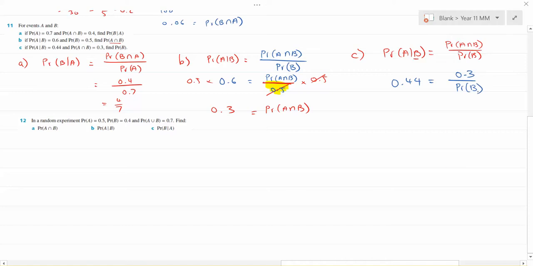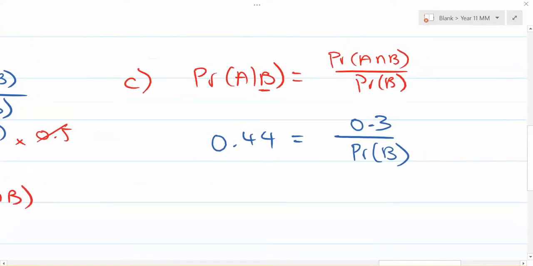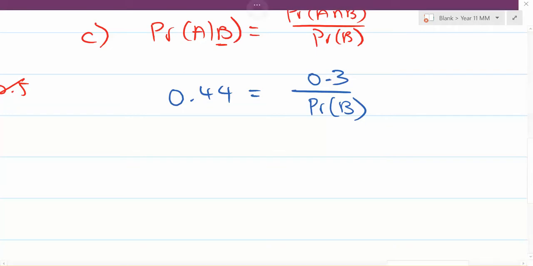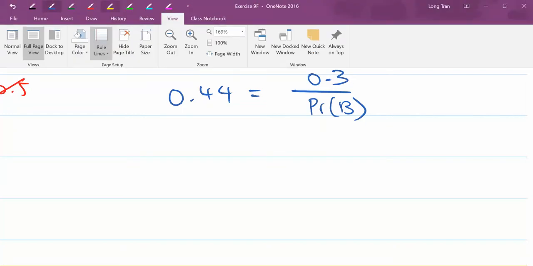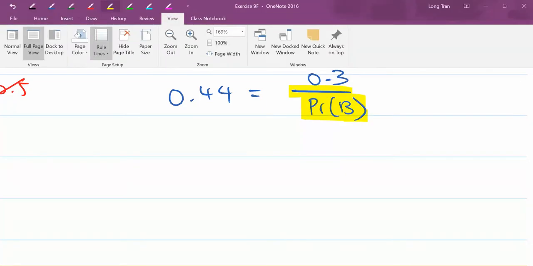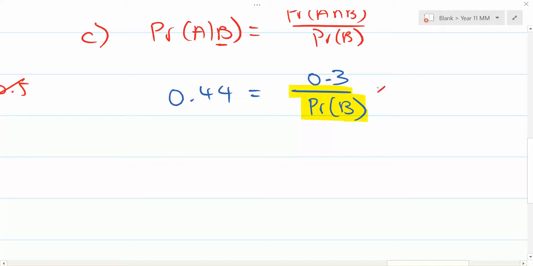Don't be afraid. It's the same drill again. So you don't know, you want to remove the denominator. We don't like fractions, right? It's okay. Do exactly what you just did for question 10. This means divide by probability of B. So if you don't like it, do the opposite: times both sides by probability of B. There's nothing wrong with that.